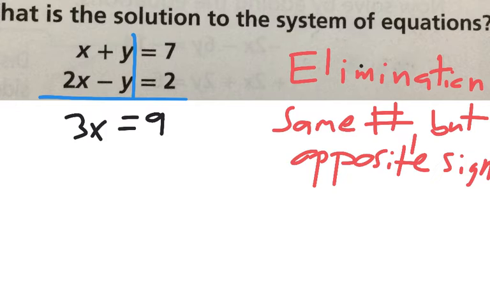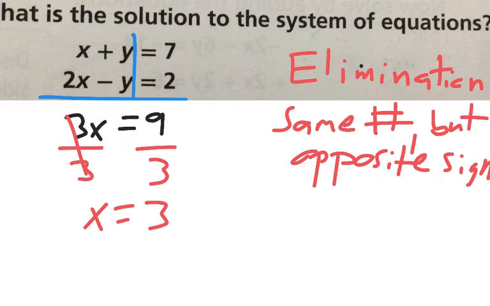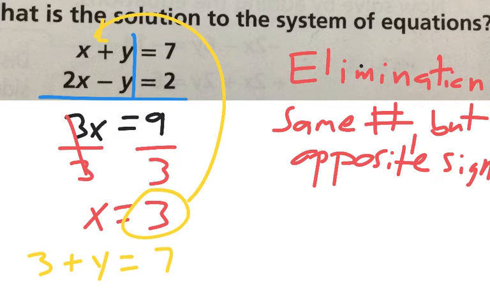So solve it. Get x by itself. x equals 3. Divide by 3. That means x equals 3. Now that we know what x is, it's just like substitution. You have to pick one and plug it in and find the y value. So this would be 3 plus y equals 7. When I subtract 3, that tells me y equals 4.